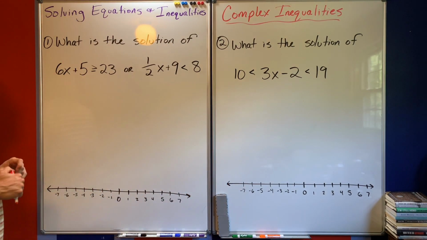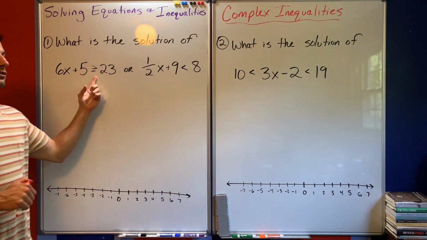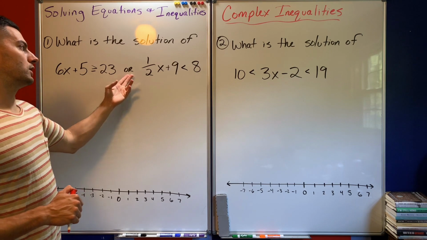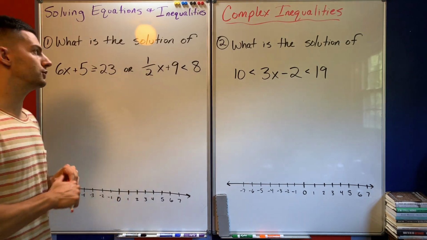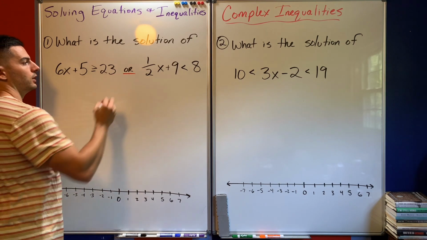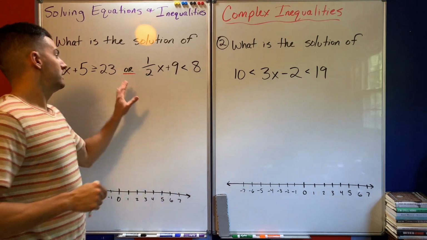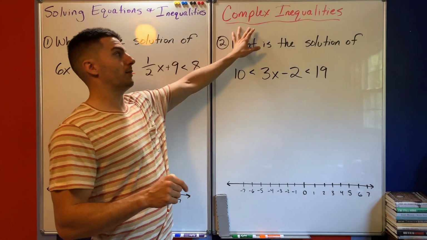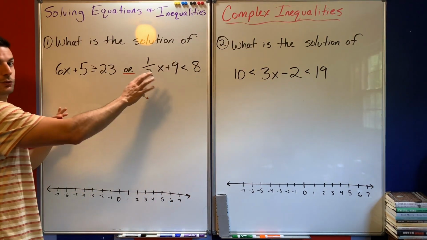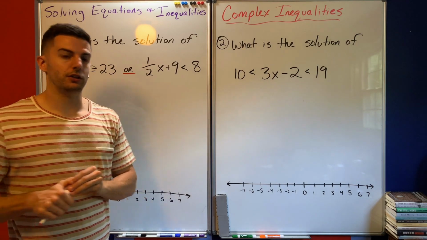So number one is asking, what is the solution of 6x plus 5 is greater than or equal to 23, or 1 half x plus 9 is less than 8? Okay, so you see here, or, right? It lays out for you, this is going to be an or solution, right? And that's what a complex inequality is. It's one where we kind of have two different possibilities for the answer.